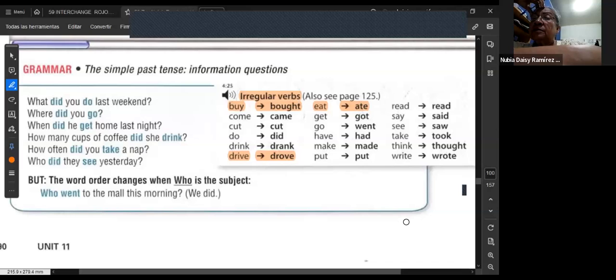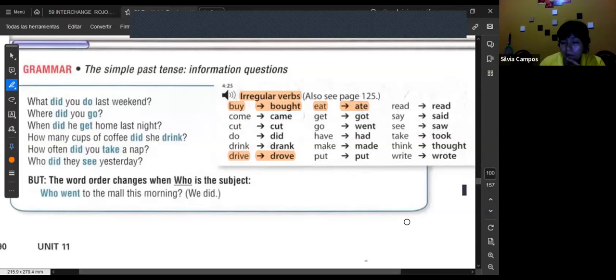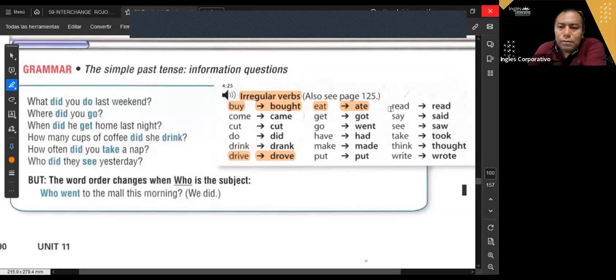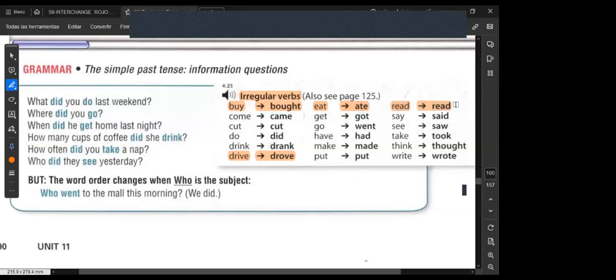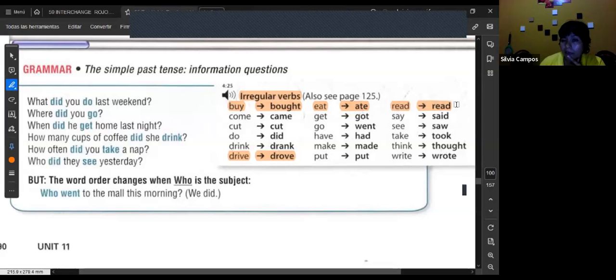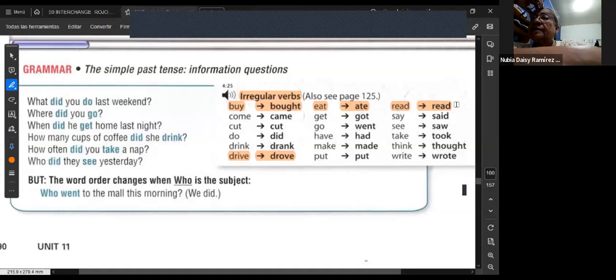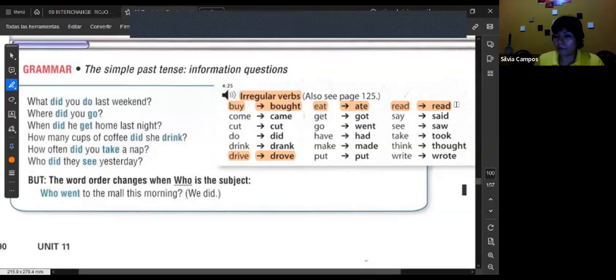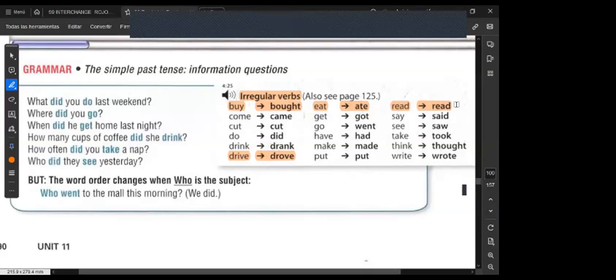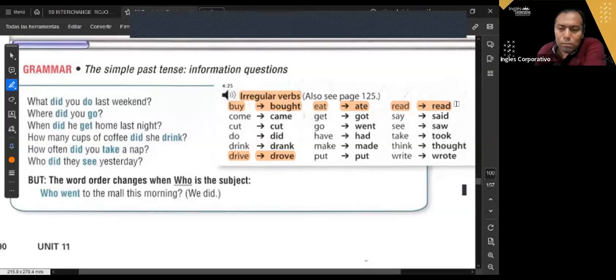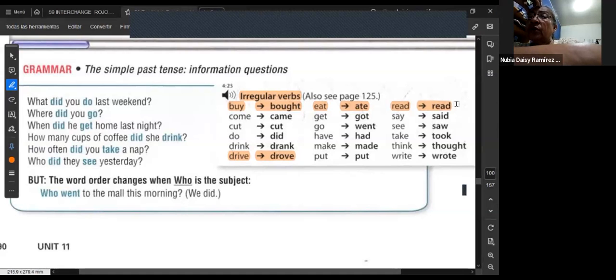Put. Read, read. Say, said. Take, took. Think, thought. Write, wrote. Great, great.